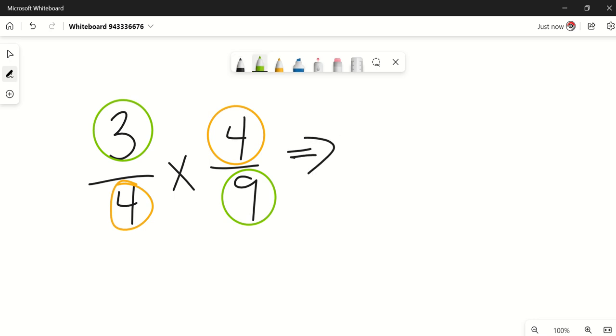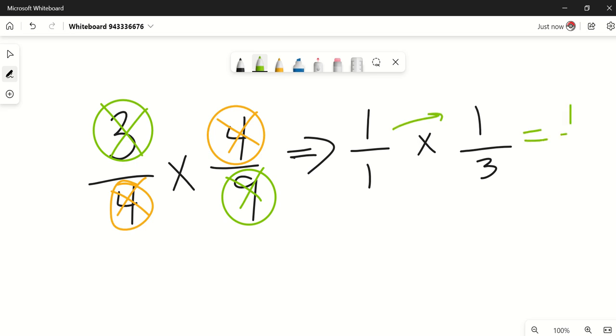3 and 9 both have 3 in common. If I divide 3 by 3, that's going to become 1. And if I divide 9 by 3, it's going to become 3. So I cross simplified those two. And then over here, 4 and 4, we're just dividing them both by 4, which means they will both become 1. This becomes a lot easier than having to multiply 3 by 4 and then 4 by 9 and then having to find common factors. Now I'm just going to multiply 1 times 1, which will give me 1, and 1 times 3, which will give me 3, and my answer is 1/3.